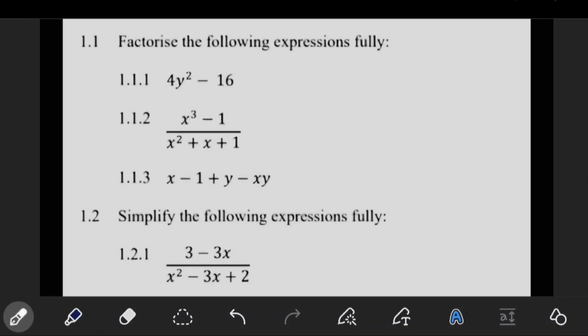Now let's have a look at 1.1.2. We have x cubed minus 1 in the numerator. And in the denominator, we have x squared plus x plus 1. Now since we've got x cubed minus 1 at the top, that is in the format of difference of two cubes, because x cubed is obviously a cube number as well as 1, because 1 is 1 times 1 times 1. So they're both cube numbers. And we've got a minus in between, so this is difference of two cubes. So for now, we're going to focus on factorizing the numerator.